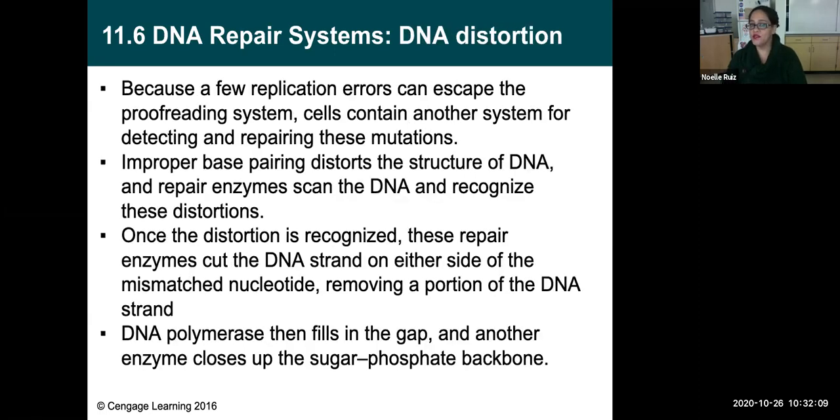Because a few replication errors can escape the proofreading system, cells contain another system for detecting and repairing these mutations. Improper base pairing distorts the structure of DNA, and repair enzymes scan and recognize these distortions. Other enzymes, not polymerase. Once the distortion is recognized, these repair enzymes just cut the DNA on either side and remove the strand. DNA polymerase just fills the gap, and another enzyme closes the sugar phosphate backbone.